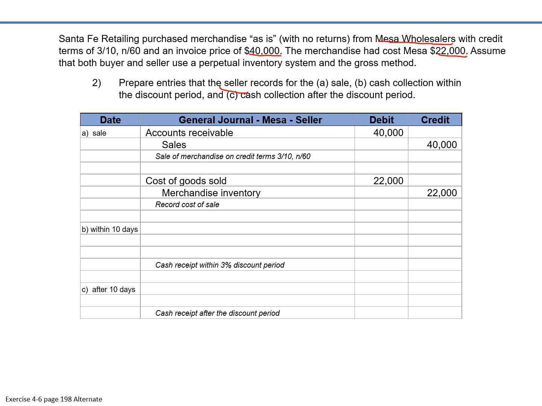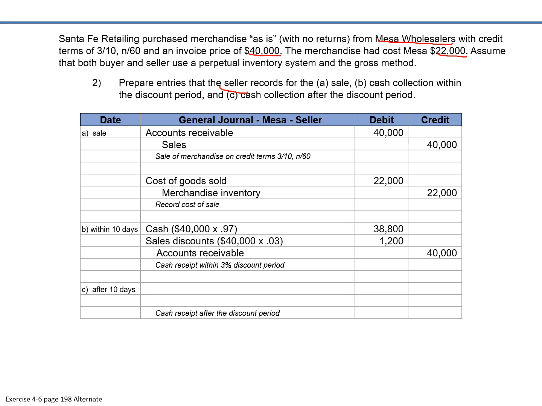Then if the customer pays us within 10 days, we're going to give them a discount, right? So our accounts receivable is $40,000. We're going to reduce that. We reduce accounts receivable with credits. We're going to record a sales discount, which is a contra revenue account increased by debits, for the 3% discount we're going to give them, $1,200, and then we're going to collect cash for the other 97%.